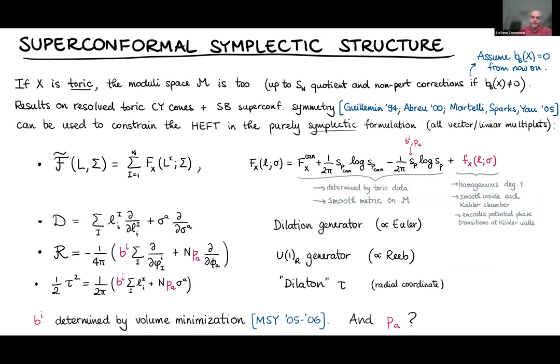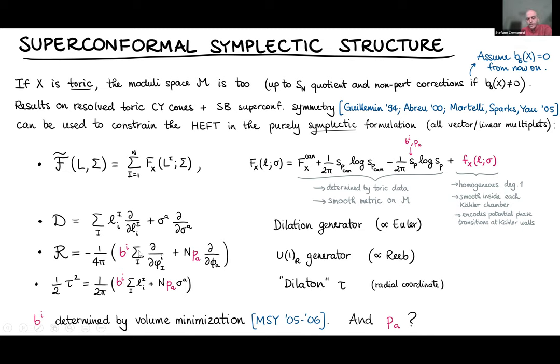And essentially what contains its information is a homogeneous function of degree one, which is smooth inside each Kähler chamber, and which also encodes potential phase transitions when the Kähler parameters cross walls in Kähler moduli space. And you can also be very specific about what the dilatation generator or the U(1) R-symmetry generator look like, or what the dilaton, the Goldstone boson of dilatation symmetry, looks like.